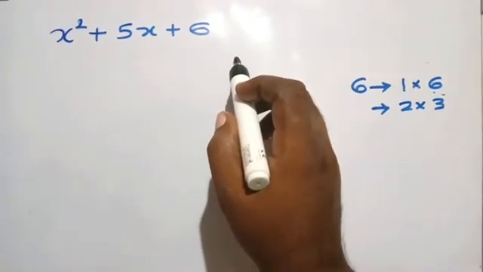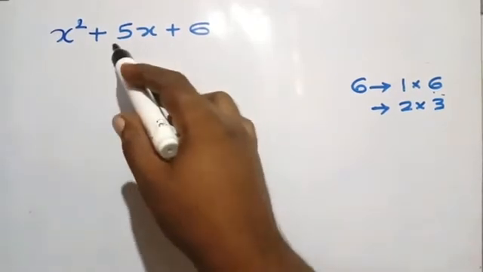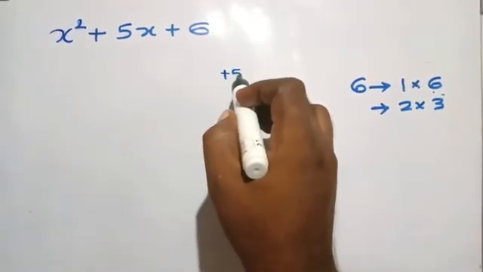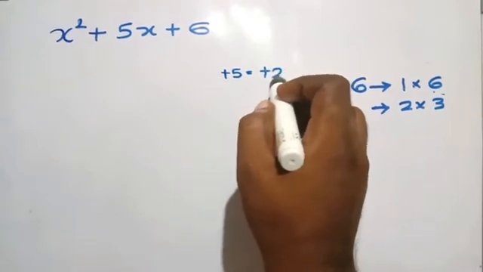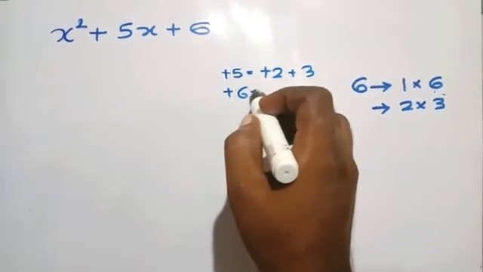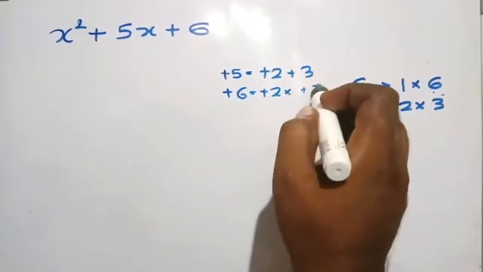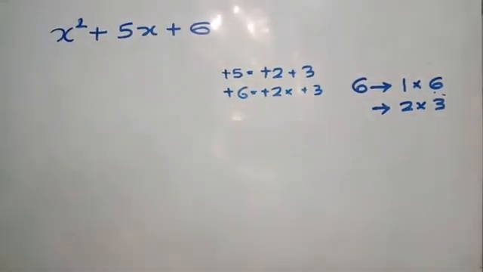2 and 3. Okay. So this plus 5 can be written as plus 2 plus 3, and plus 6 can be written as plus 2 into plus 3. Got it? Okay, you'll get it when we continue with more examples.